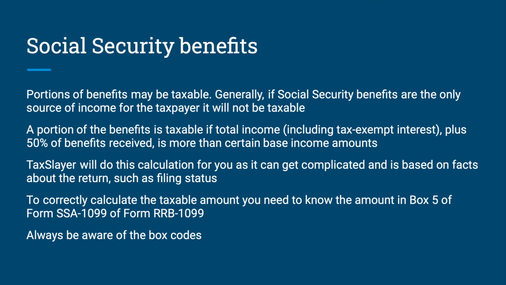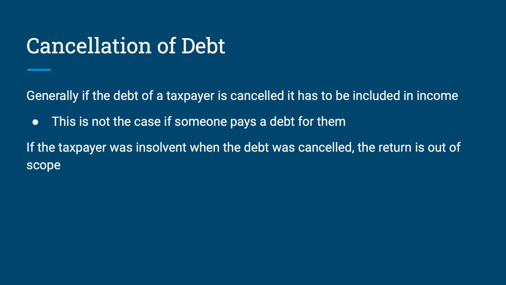And to correctly calculate a taxable amount, you need to know the amount in box 5 of Form SSA-1099 or Form RRB-1099. That's a nice typo there, with the "of", it's one of my trademark typos from these videos. There's always a couple of them, as you're probably realizing by now. And again, always be aware of the box codes. You'll sometimes see them pop up on those different forms, and they can say important things that you should refer back to Publication 4012 for more information on.